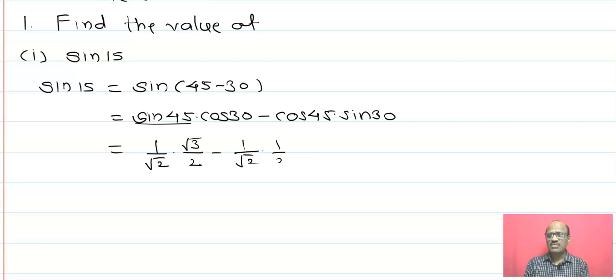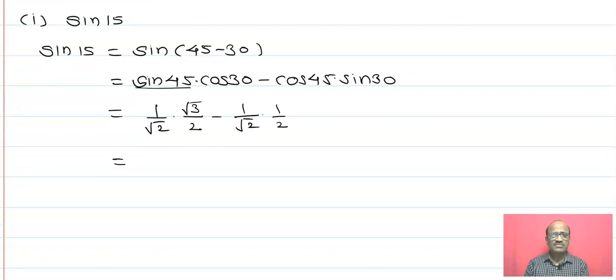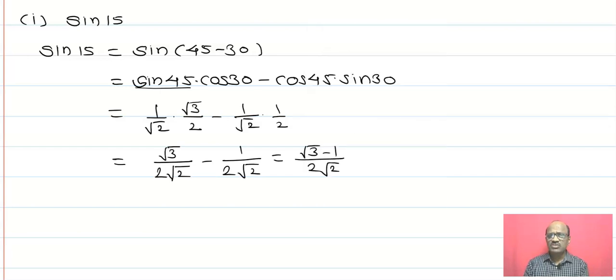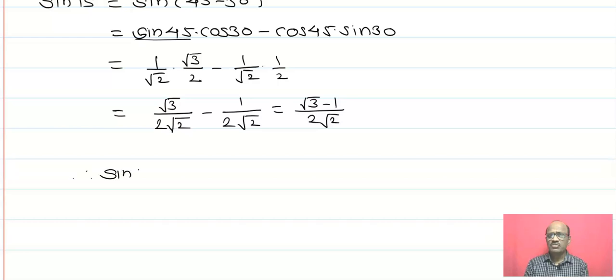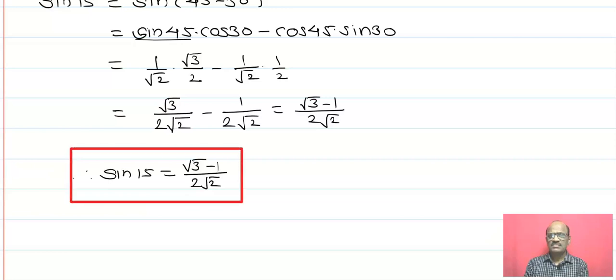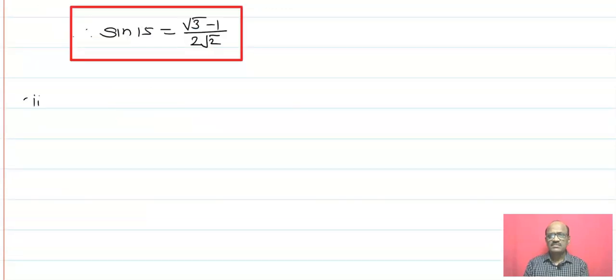Now you must remember this basic value I taught you in the second lesson. That is sine 45 is 1 by root 2, cos 30 is root 3 by 2, cos 45 is 1 by root 2, sin 30 is 1 upon 2, and normal simplification is there, root 3 upon 2 root 2 minus 1 upon 2 root 2, and overall your denominator is the same, that is root 3 minus 1 upon 2 root 2, and hence the result. Sin of 15 is equal to root 3 minus 1 upon 2 root 2. Now the next is cos of 75.